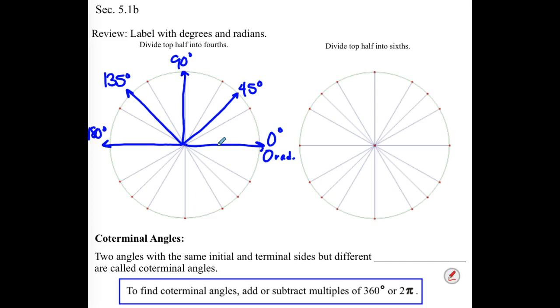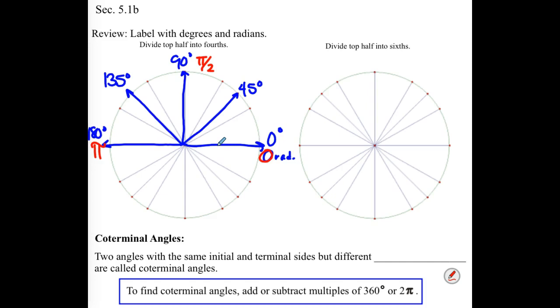In radians, we said we're starting with 0 radians. Again, pi gets us halfway around the circle. 180 degrees is 1 pi. We want to cut that in half. This would be pi over 2. Cutting each of those in halves, we get what? Pi over 4. If we cut a half in half, we're at a 4th.